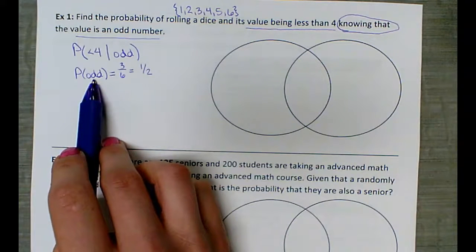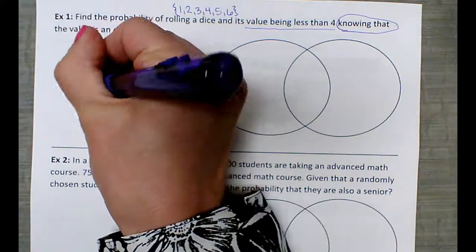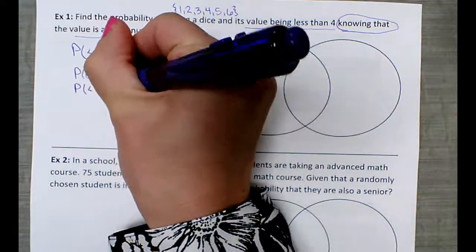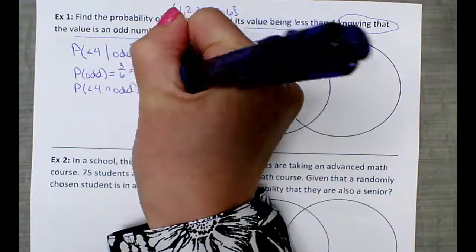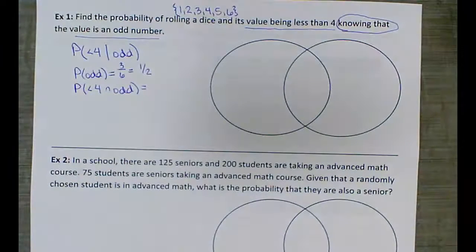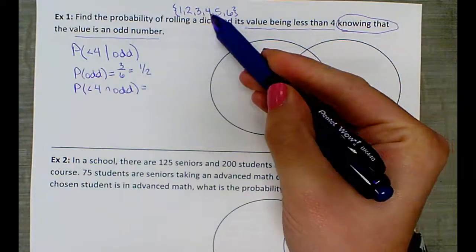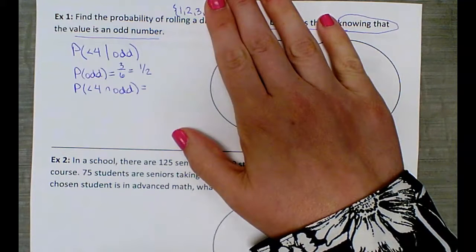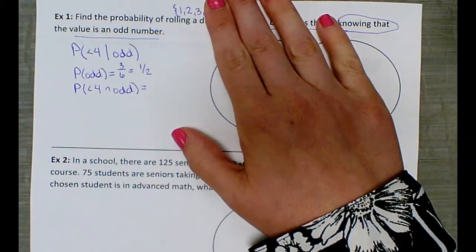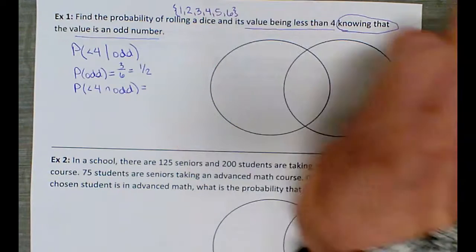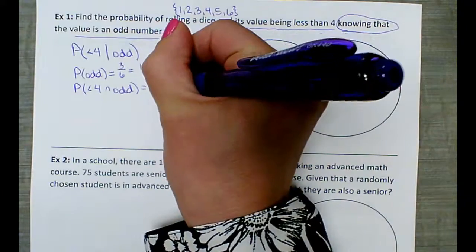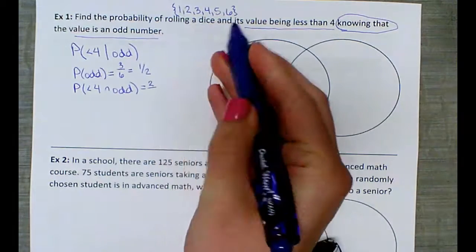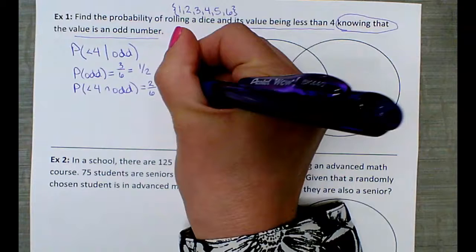Now, step 2 says find the intersection of event A and event B occurring. So I need the probability that the number you roll is less than 4 and odd. So I need to look at the numbers that are less than 4, so I'm ignoring 4, 5, and 6. And of those numbers that are less than 4, I need to know how many are odd. Well, 1 and 3 are odd, so that's 2 possible odd numbers less than 4 out of 6 possibilities to roll the die. So that's 1 out of 3.